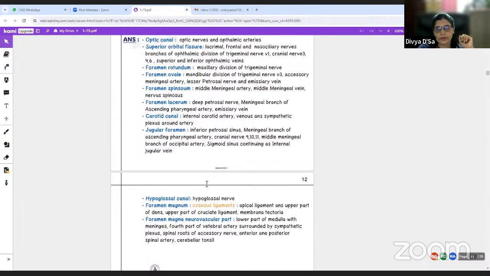Then you have to know the jugular foramen. Again, it has three parts: the anterior, middle, and the posterior. In the anterior part, it is the inferior petrosal sinus and the meningeal branch of ascending pharyngeal artery passing. In the middle part, the cranial nerves, that is 9th, 10th, and 11th cranial nerves, whereas in the posterior part, the middle meningeal branch of occipital artery as well as the sigmoid sinus, which will continue as the internal jugular vein, will be passing through that.